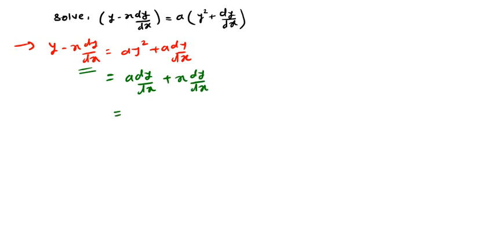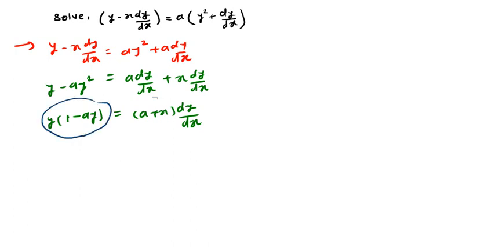And to the LHS, what will happen? This is y already there, minus a y square. So I will take this y out from this. This will be y into 1 minus a y, is equal to, I will take the dy by dx term out, so this will be dy by dx. Now this is a function of y alone, this is a function of x alone.